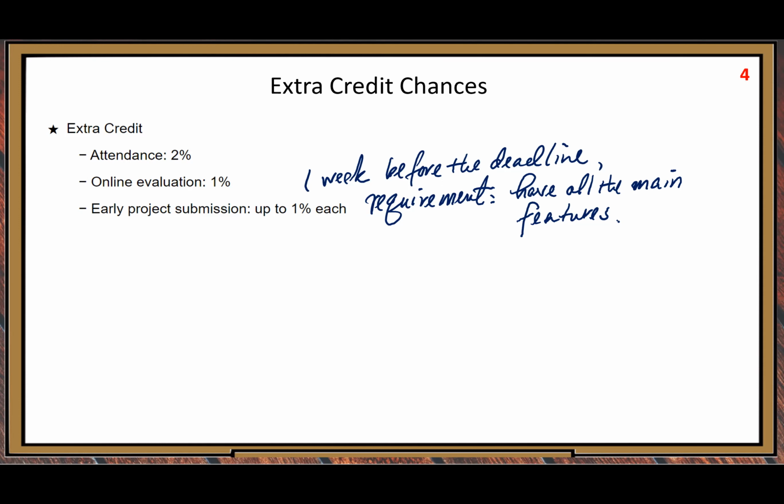Then up to 1%, because some students cannot complete one week earlier. They just complete three days earlier, right? Three days earlier. So then I will scale, 3/7 multiplied by that 1%. Even one day earlier, 1/7 multiplied by that 1%. Try to be fair. So I try to do it in a fair way. So that's extra credit.